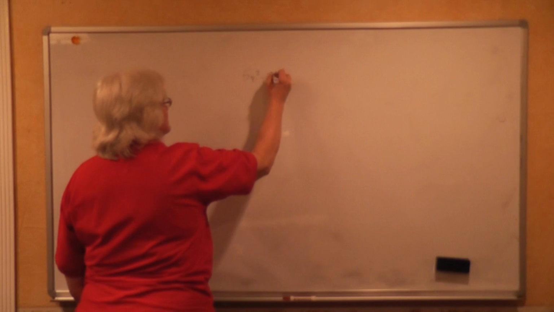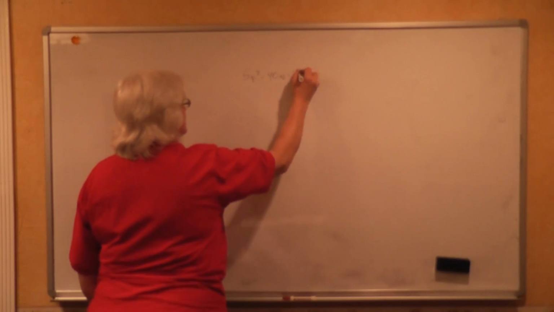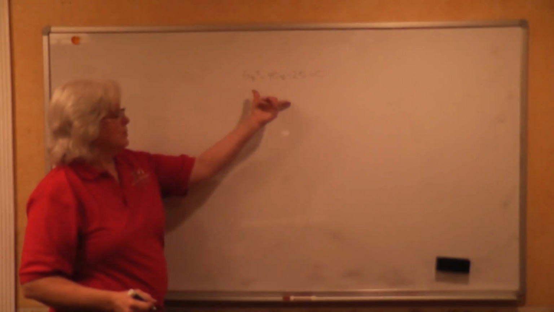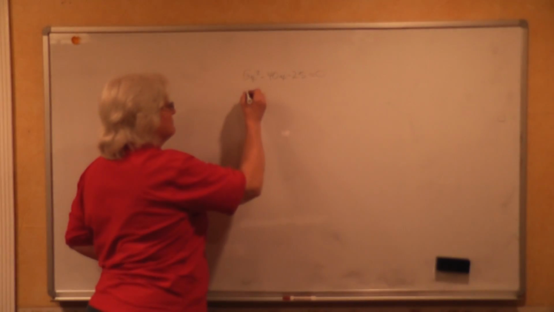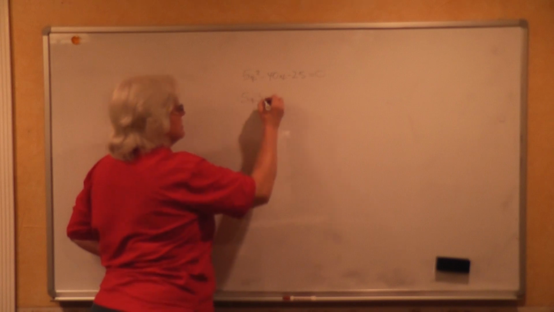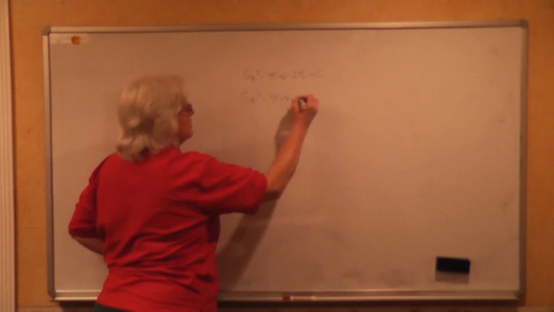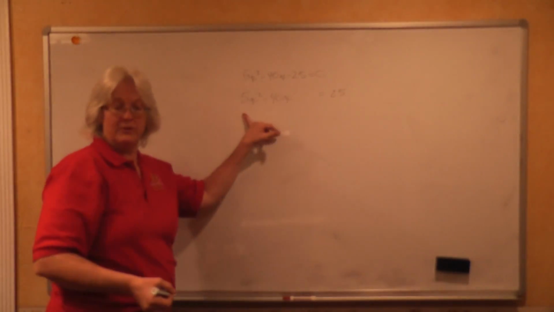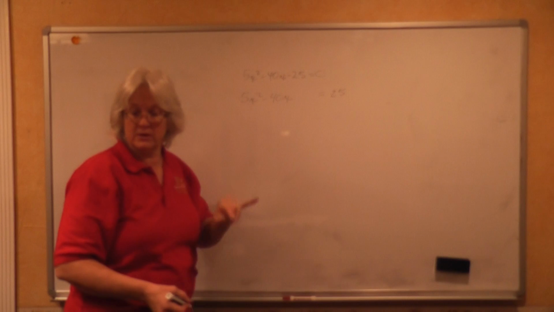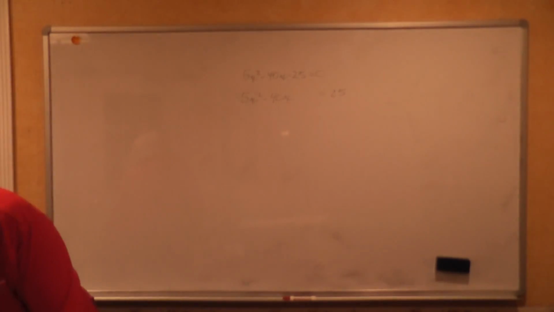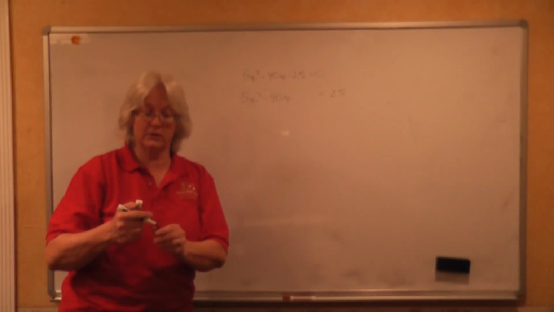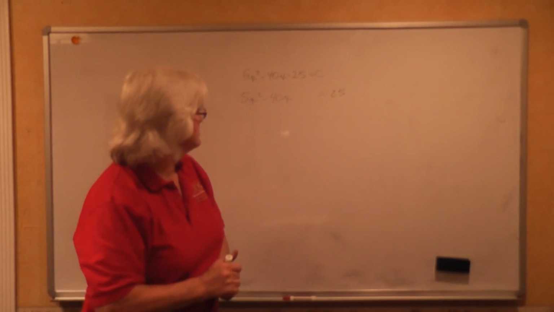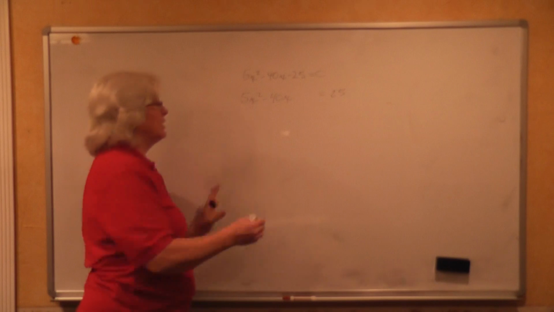5x squared minus 40x minus 25 is equal to 0. We want to put our variables on the left-hand side of the equation and our constant term on the right-hand side of the equation. Now we have a coefficient here. This leading coefficient is greater than 1, so we have to factor out the leading coefficient because completing the square only works when your leading coefficient is 1.